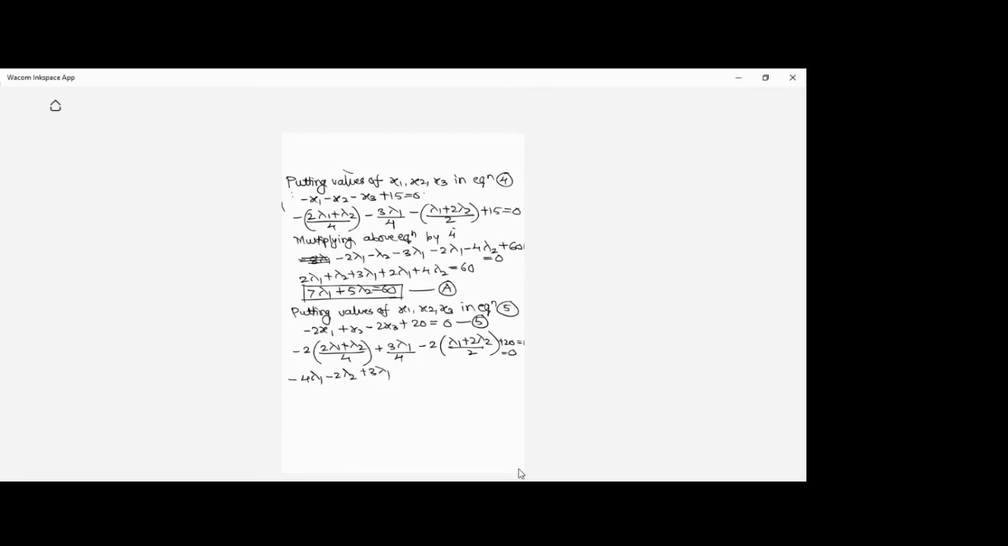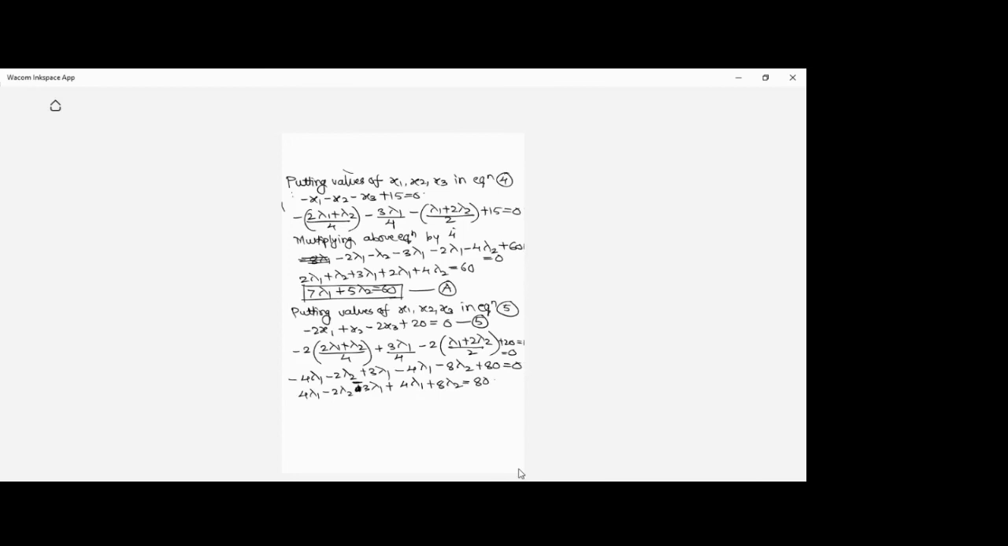So here it will be minus 4 lambda 1 minus 8 lambda 2, and multiplying 20 by 4 gives 80, so plus 80 is equal to 0. So what we can write here is 4 lambda 1 minus 2 lambda 2 plus 3 lambda 1 minus 4 lambda 1 plus 3 lambda 1 plus 4 lambda 1 plus 8 lambda 2 is equal to 80, right?